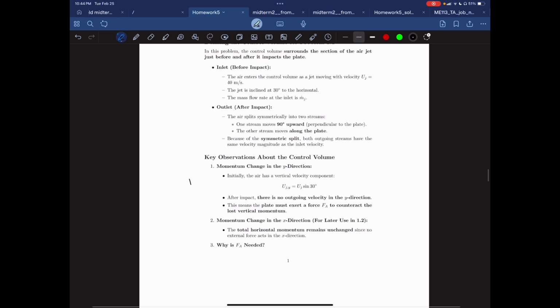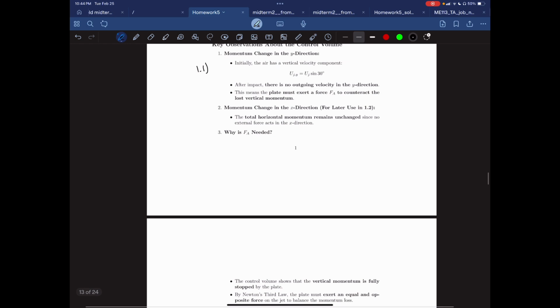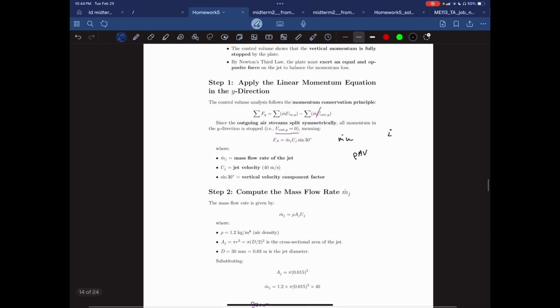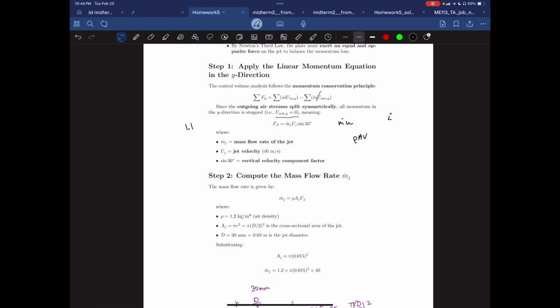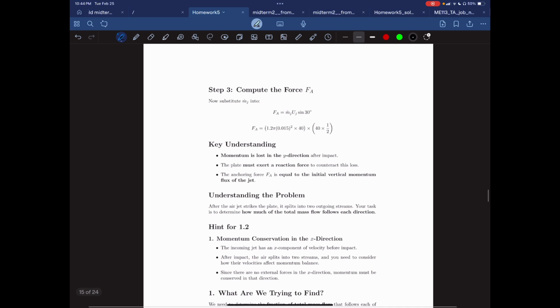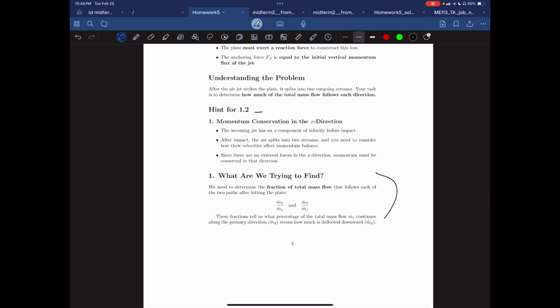So this is for 1.1, the setup and explanation, and then 1.1 still, the final setup for 1.1, and then we have 1.2. So I added another hint right here because a student was asking me, the wording was confusing for 1.2.